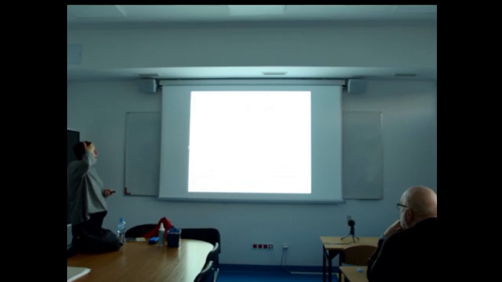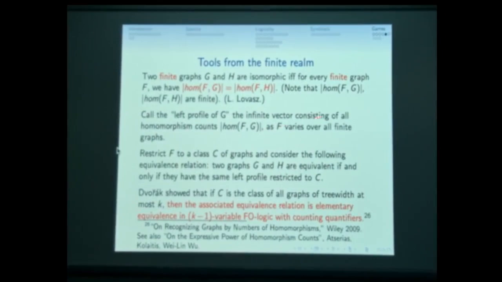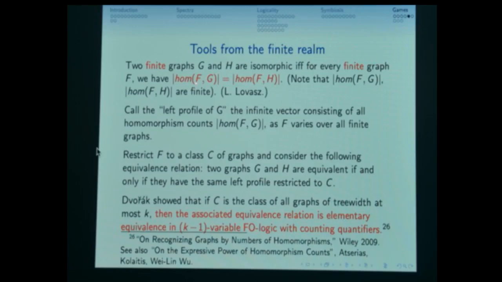So let's see. If we have two finite graphs, G and H, they're isomorphic if and only if for every finite graph F, the cardinality of the homomorphisms from F to G is the same as the cardinality of the homomorphisms from F to H. This is Lovász. Let's call the left profile of the graph the infinite vector consisting of all homomorphism counts, as F ranges over all finite graphs.